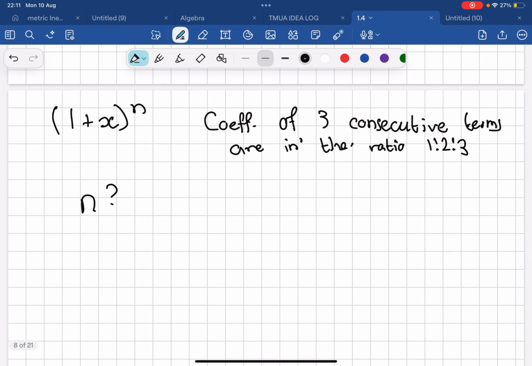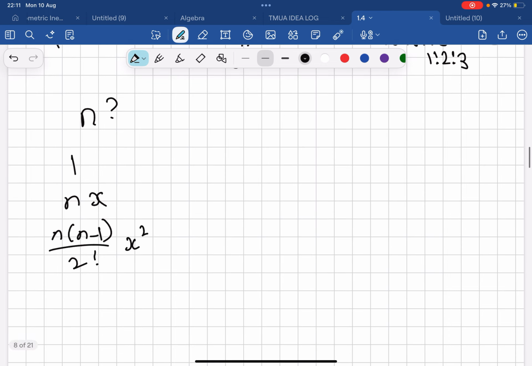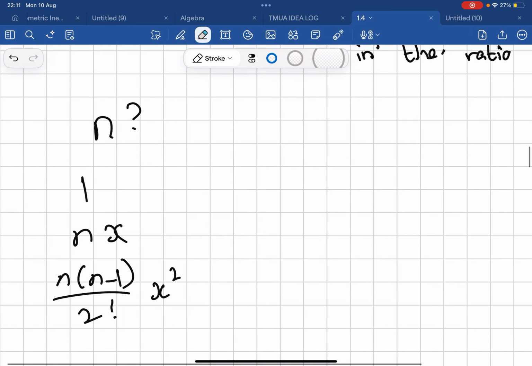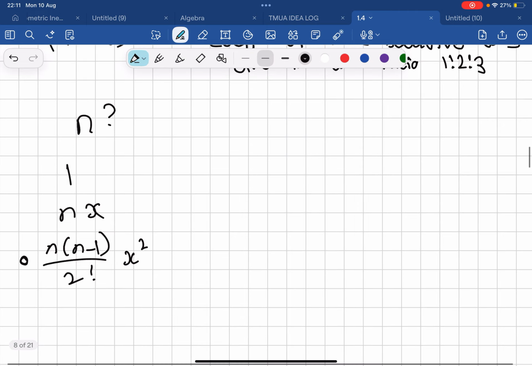So immediately you probably think, alright, if you write out the terms, we've got 1, n times x, n times (n minus 1) over 2 factorial times x squared, and so on and so forth. But why does that not work? Well, if we put in n as 2, this term here will be 2 divided by 2, which is 1. So we'll have the terms 1 to 1. So we have the coefficients 1 to 1, and that's obviously not in the ratio 1 to 2 to 3.